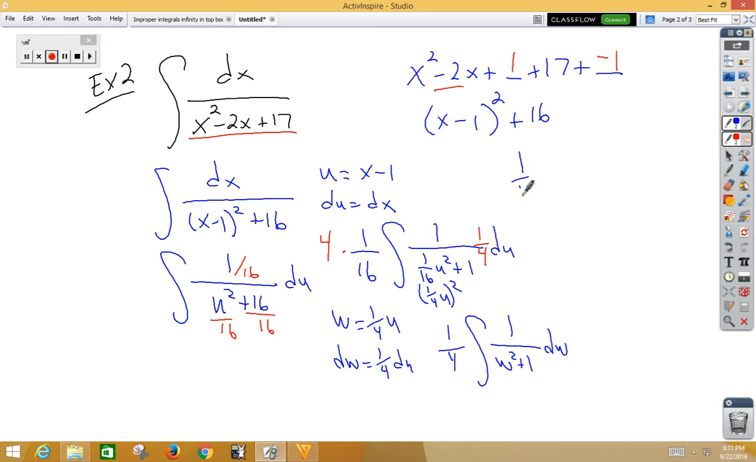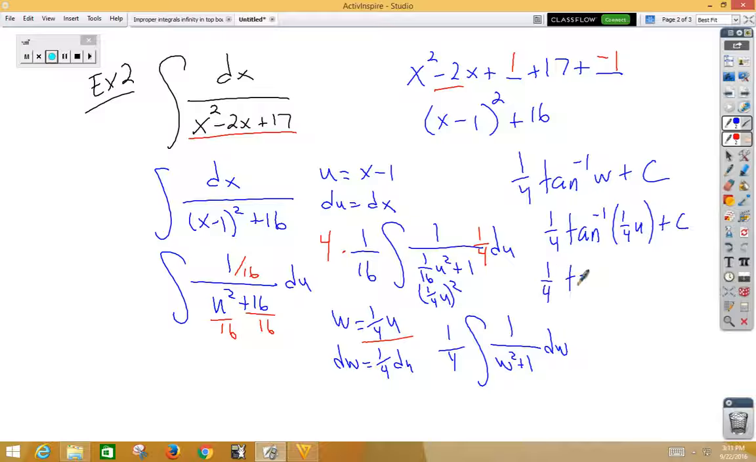Again, that would be 1/4 inverse tangent of w plus c, but it's not w, it's 1/4 inverse tangent of whatever w is. In this case, it was 1/4 u plus c, but it's not really u, it's really 1/4 inverse tangent of 1/4 of whatever u was. U was x minus 1, so we have x minus 1 plus c.